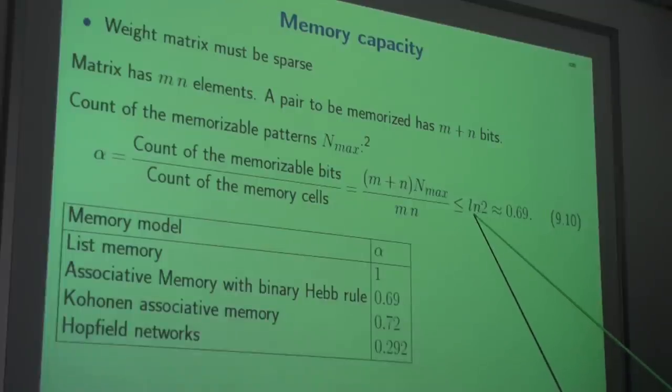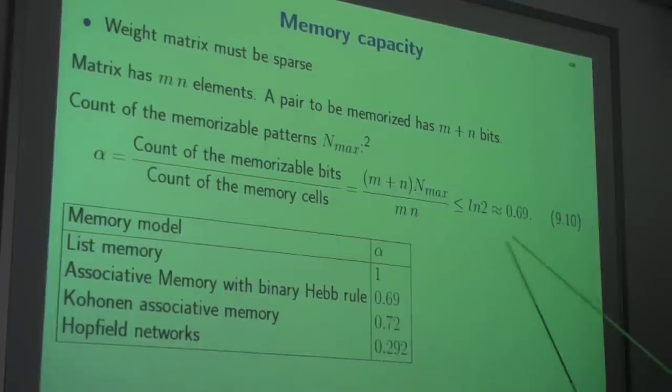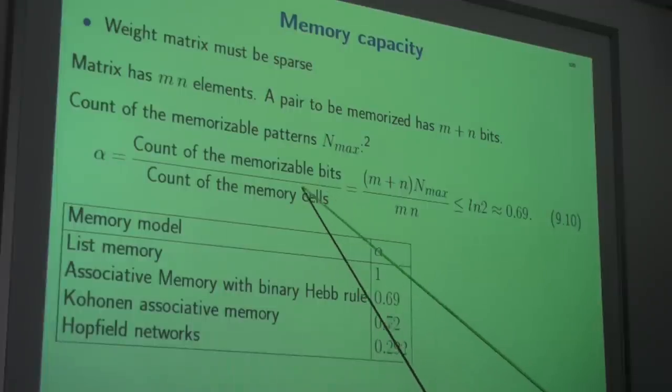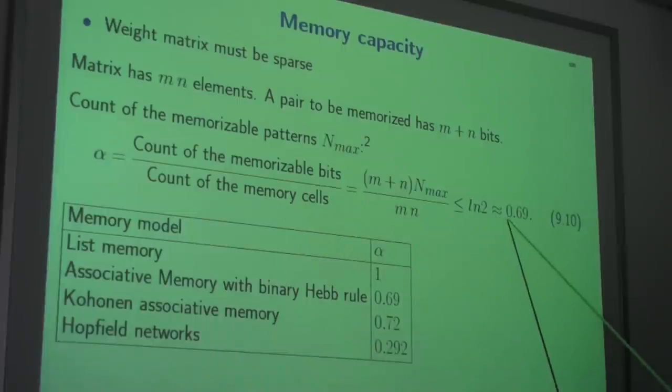Palm has shown that this ratio is less than or equal to the natural logarithm of 2, which is 0.69. And that's not too bad. A classical list memory has a 1 as this ratio, and here we have 0.69. That's extremely good. I would never expect such an extremely simple storage model to have an efficiency of 70% compared to the list memory.